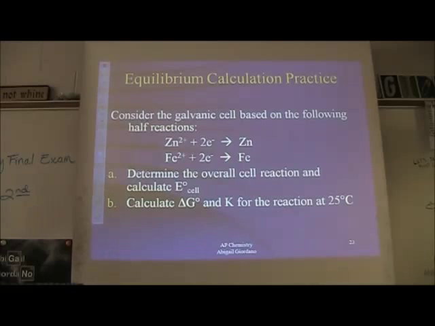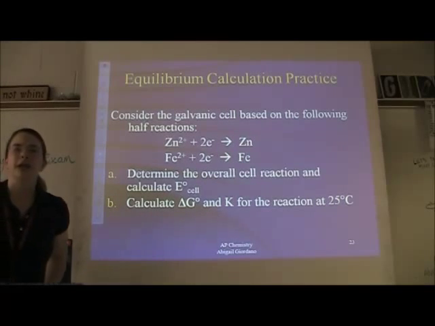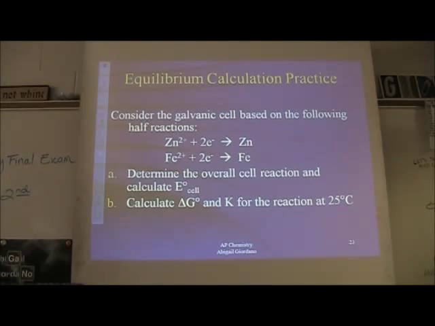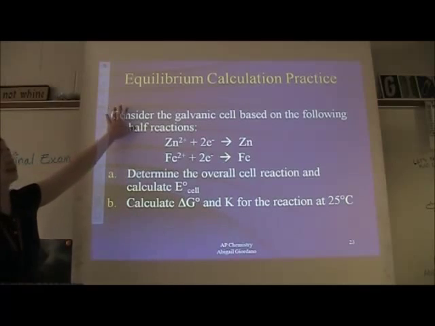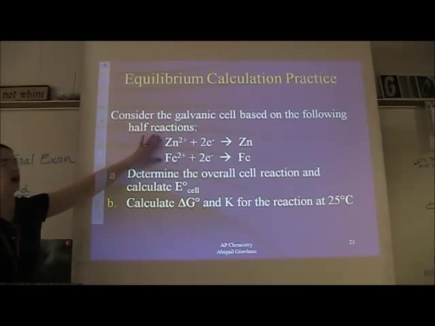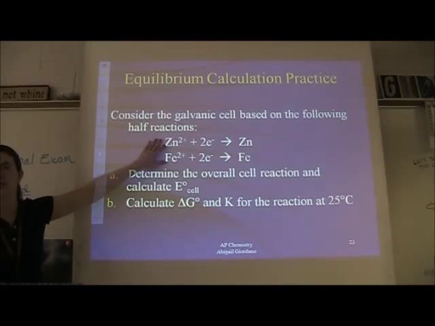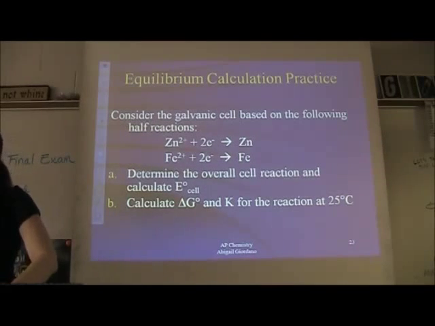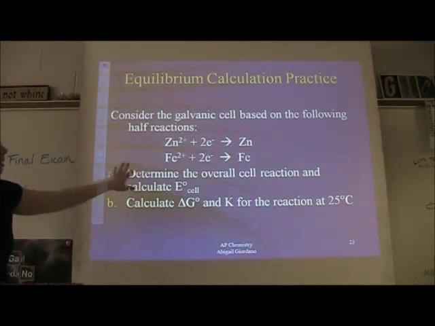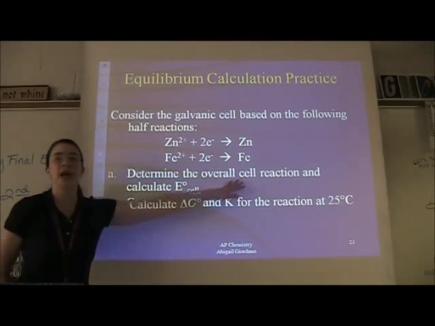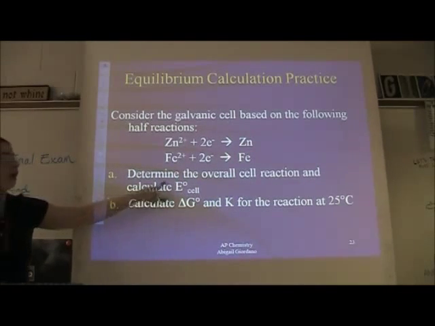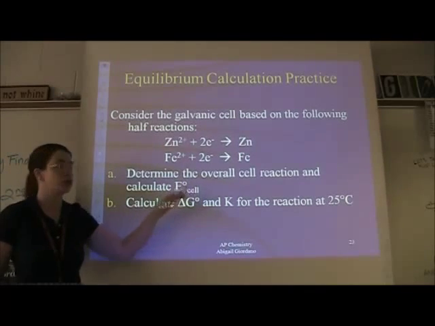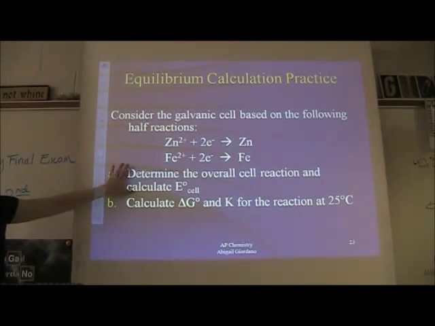All right. Ladies and gentlemen, here is some practice for you. Some is review and some is new stuff. It says, consider the galvanic cell based on the following. I'm giving you the half reactions. You will need to find them in the chart. Determine the overall cell reaction. Calculate the standard cell potential. Everything in part A we did last class.